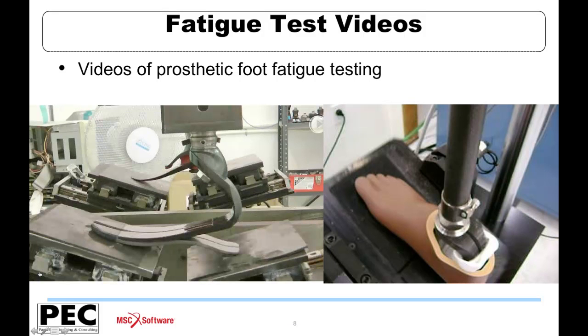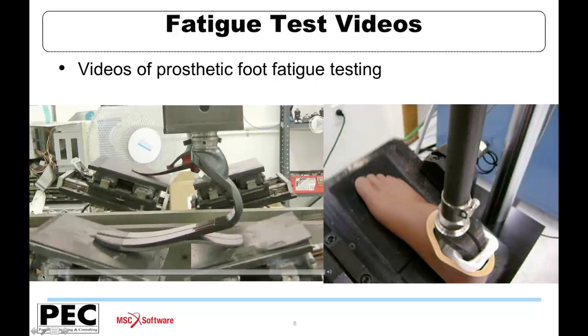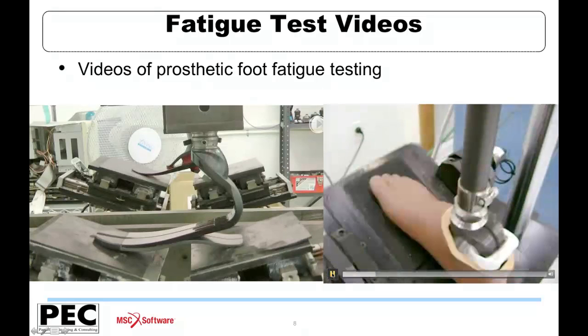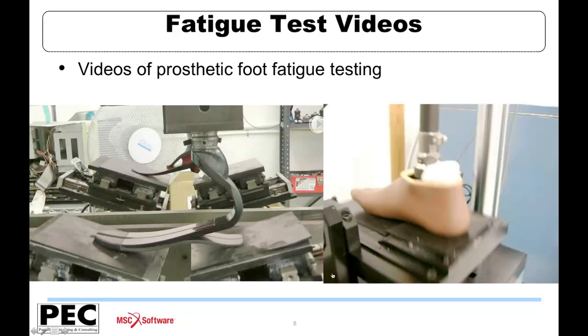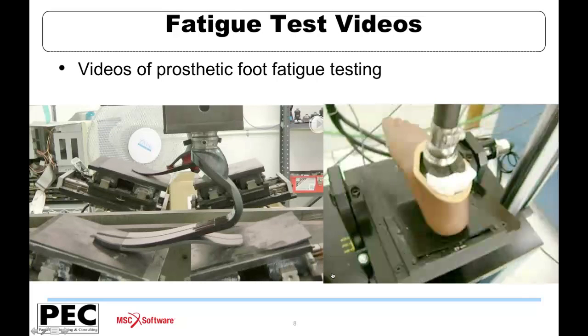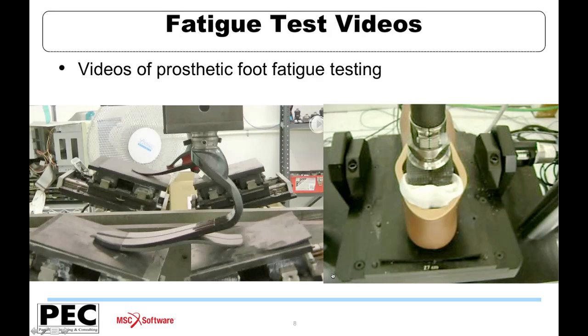So this one on the left is more of an alternating vertical motion, alternating from toe to foot, toe to heel for the contact. And then here's another aspect of fatigue testing, more of a rolling contact. So you see here the platform is pivoting and making contact with the heel and then rolling through to progressive contact up on the toe.